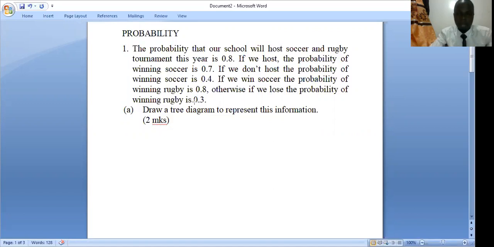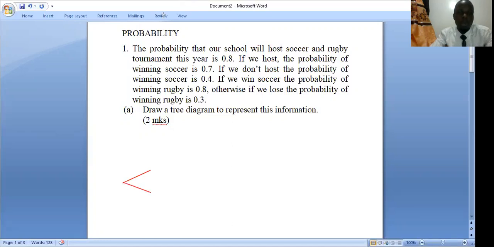It's full of so many statements, confusing and can make you even sleep. So you need to digest one by one. The probability that our school will host soccer and rugby tournament this year is 0.8. That is where we start. So we draw a tree diagram.